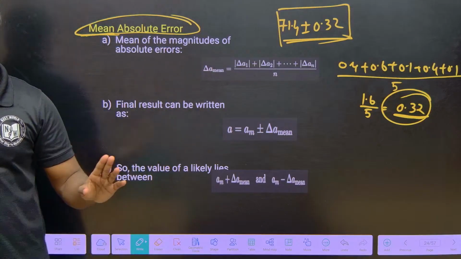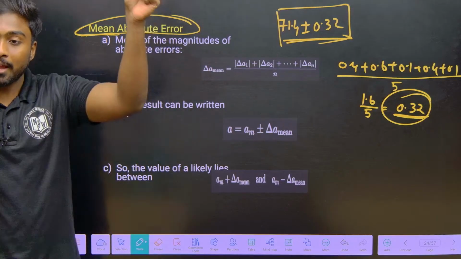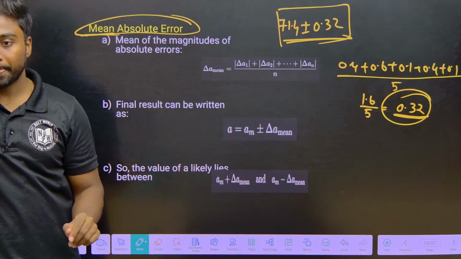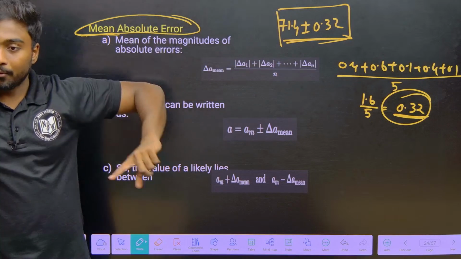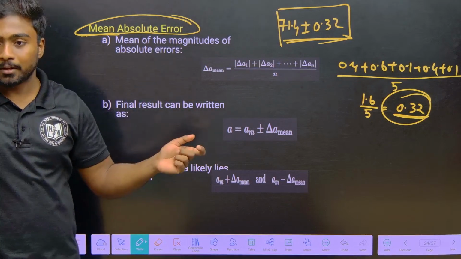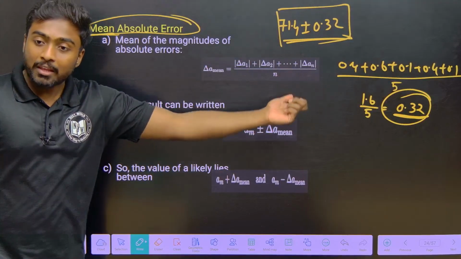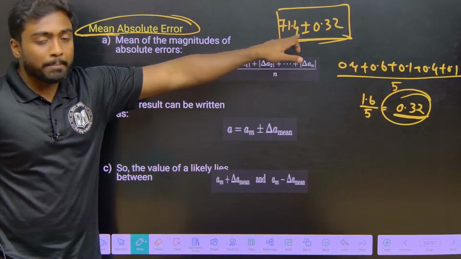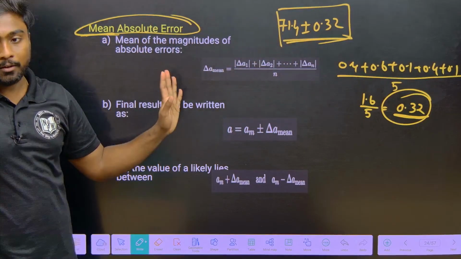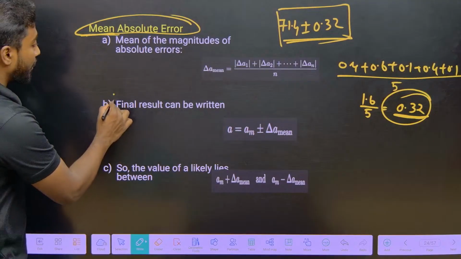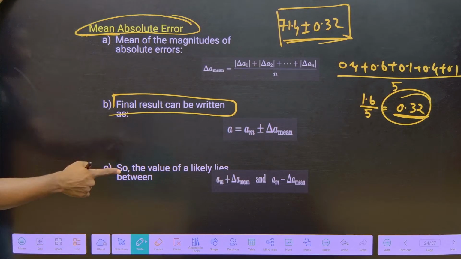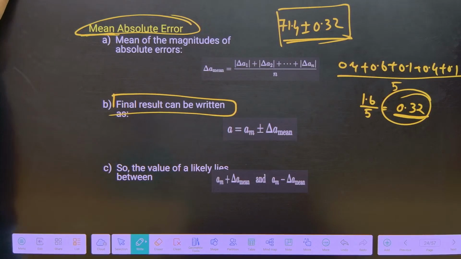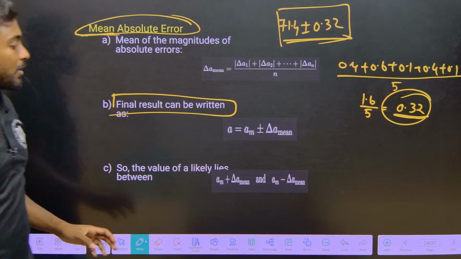I have found the error for each value, but the mean absolute error I also need to find. So I have found the mean of the values we measured, and again I need to find the error made. I need to take the errors and take the mean error. So 71.4 is the mean, 0.32 is the mean absolute error. That's the final result. The final result can be written as A equals A mean plus or minus delta A mean. So we can write the value as A mean plus delta A mean or A mean minus delta A mean. That's the meaning of the question.